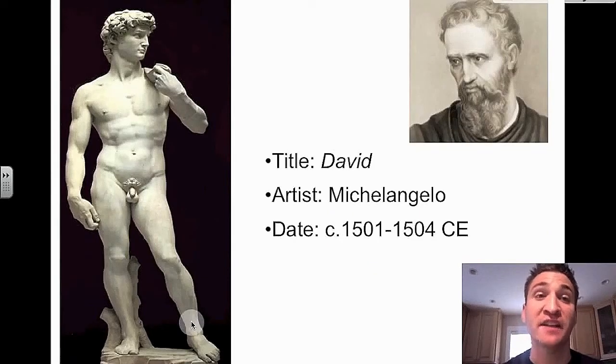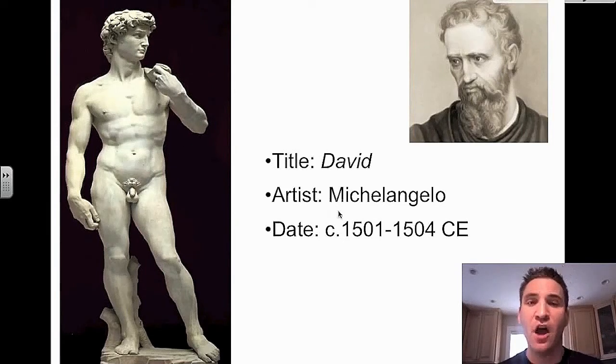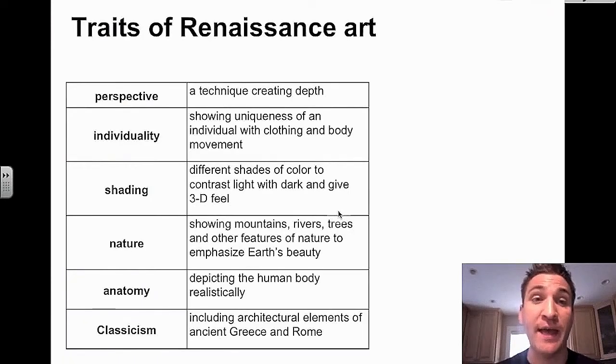Here is David. He is a character from the Bible, the story of David and Goliath. And you notice the anatomical elements of this. From 1501 to 1504, Michelangelo sculpted David. And we can check off individuality. We can check off anatomy as two traits.